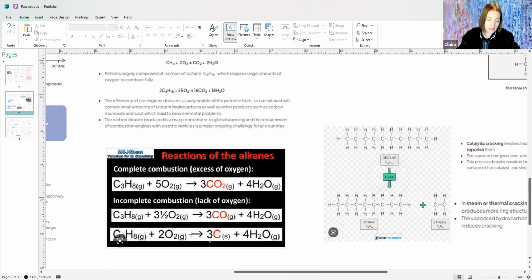Incomplete, I'll put a little diagram here. It's really difficult to do a balance equation. If they've given it to you, fine, you can balance it. Because the issue with incomplete combustion, which is your lack of oxygen, is that you can get carbon monoxide, you can still get carbon dioxide, but you can also get carbon, which is your black sooty smoke when you see fires and stuff. That's just plain carbon.